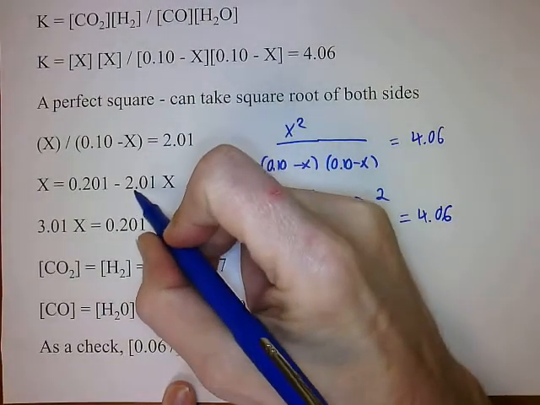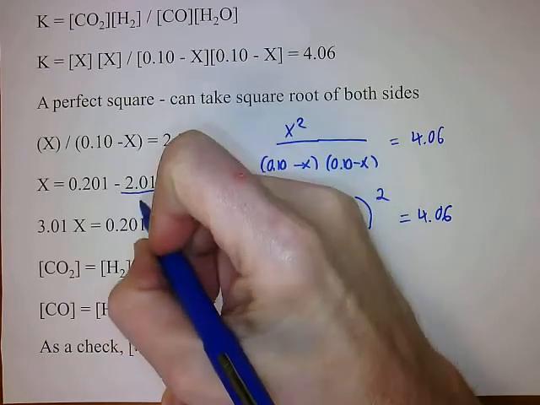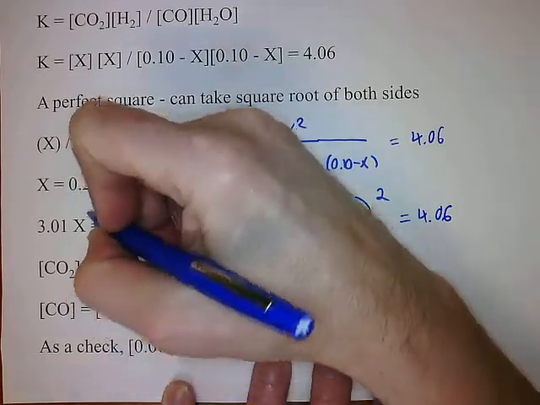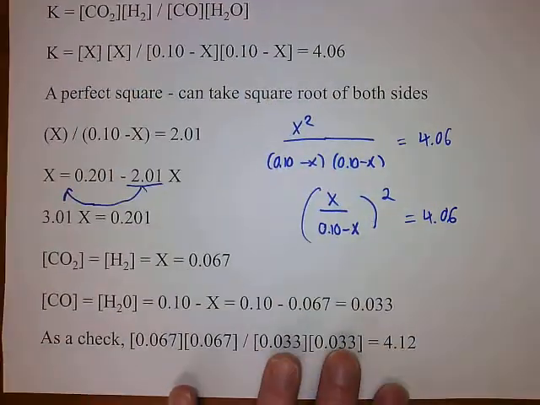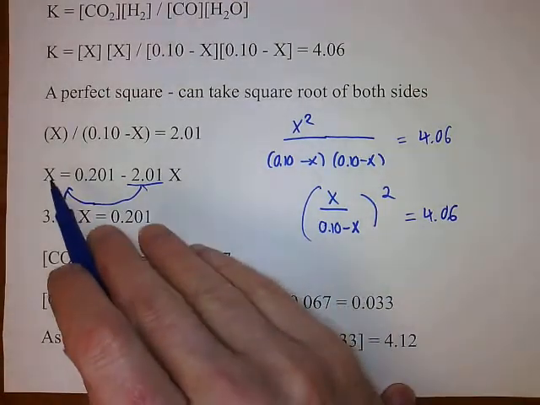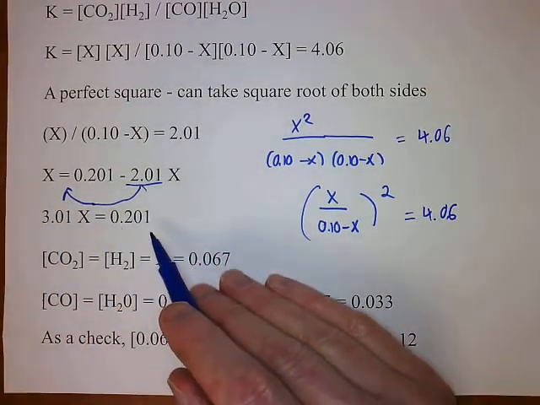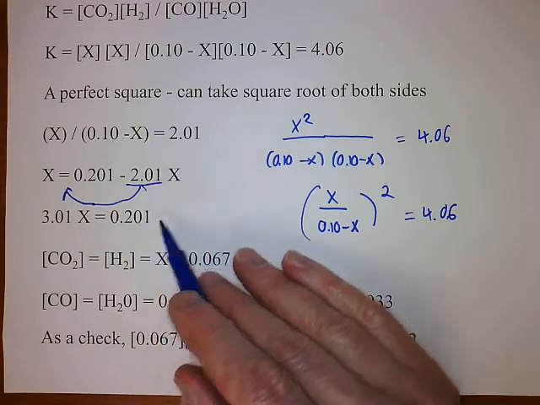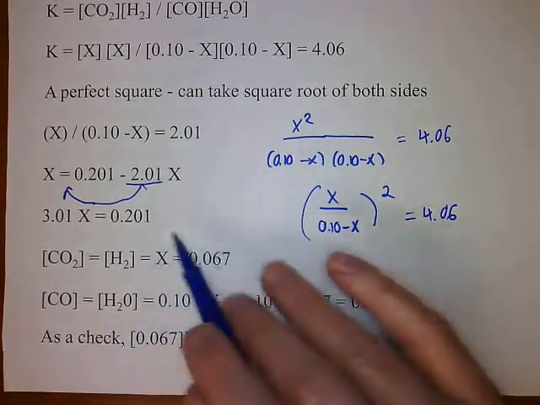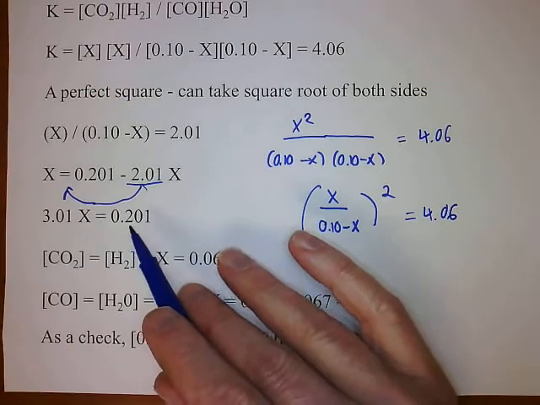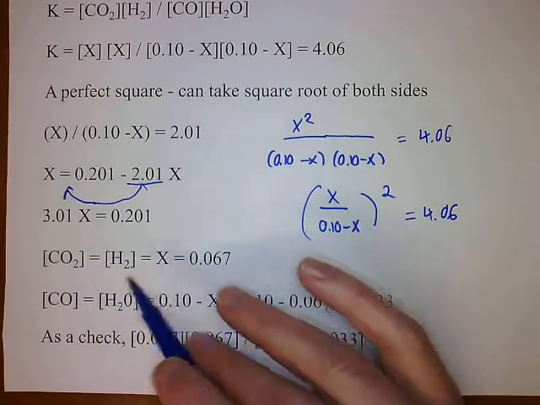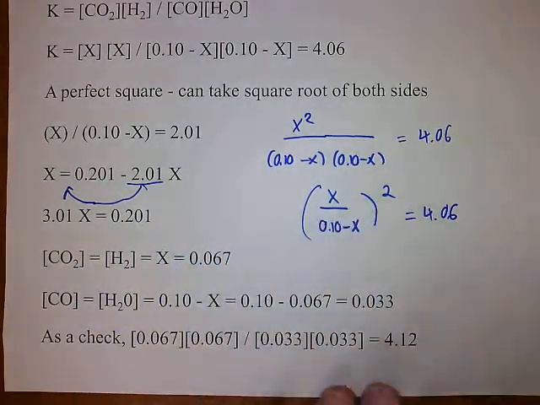Move this over to the left side to combine our x's. So 3.01x is equal to 0.201, or x is equal to 0.201 over 3.01, which is 0.067, right?